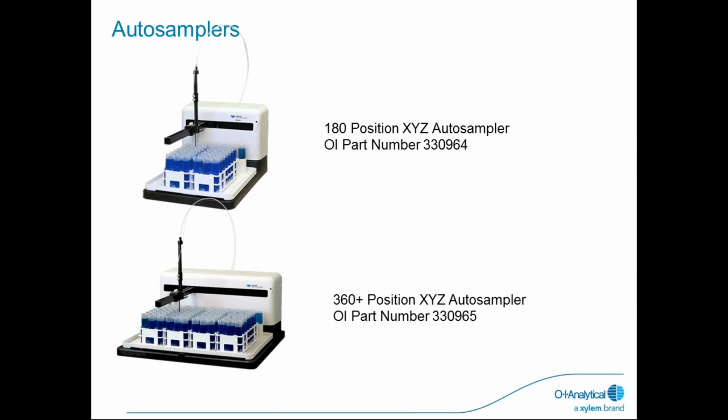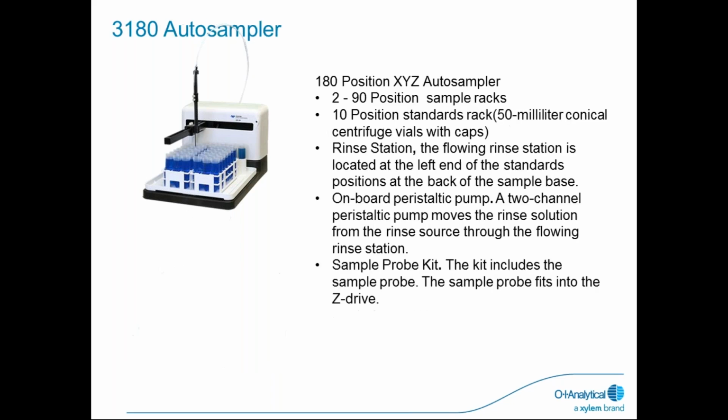We offer a 180 position autosampler and also a 360 position autosampler if you have a lot of sample throughput. Some features of the 3180 autosampler: you can have two 90 position trays or two 60 position trays with that as well. We have a 10 position standard rack, 50 millimeter conical centrifuge vials with caps, and a wrench station. The wrench station is located at the left end of the standards position in the back of the sampler base.